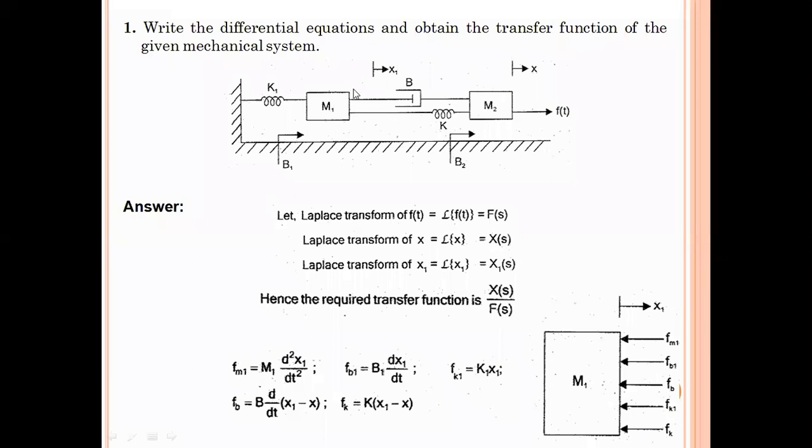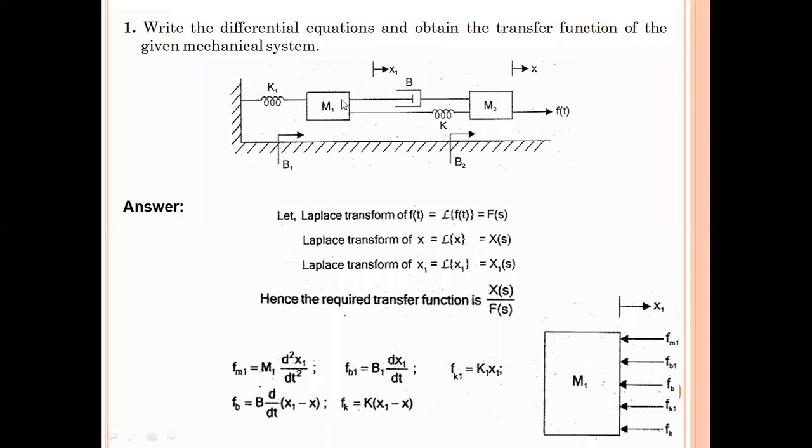And now look at this side. This side we have dashpot b. So the force due to b will also be there. So fb. And the force due to this spring constant k, which is also directly connected to this m1, which is fk. See here, fk, right? So total, how many elements are connected to m1?